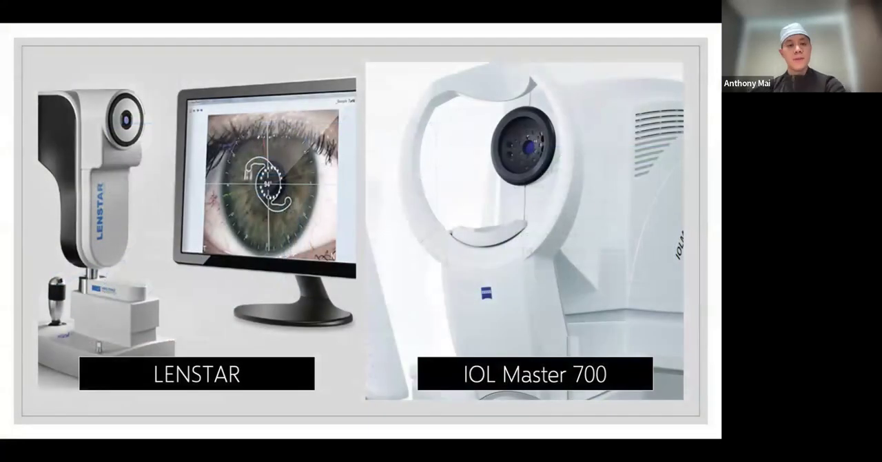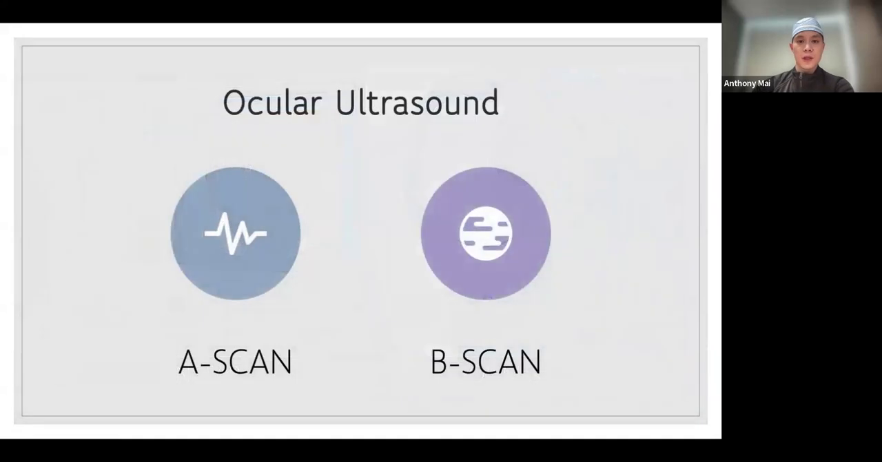Some of the biometers that we use here, we have the Lens Star. That's the one we most commonly use. The IOL Master, I don't think we have that at the main Sioux Falls area, but some other places might. This is the one that I'm familiar with when I used in my residency, but both of these are very common. And so the more traditional way, before we had these biometers, was actually using ultrasound.